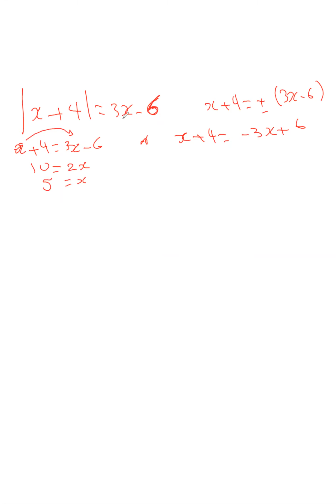Check the answer: 3 times 5 is 15 minus 6 is positive, so this is okay. The second one, 4x will be 2, then x equals half. This is refused. Why refused, although it is positive? Because 3 times half, 3 over 2, minus 6 is negative. If you substitute this one, 3 times half minus 6 is negative, so refused. Okay? That's the first thing.